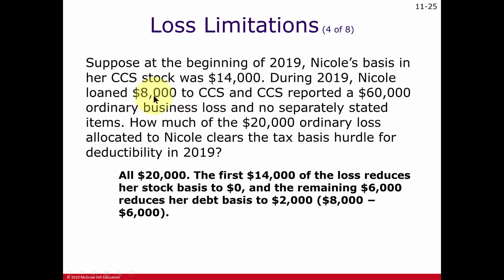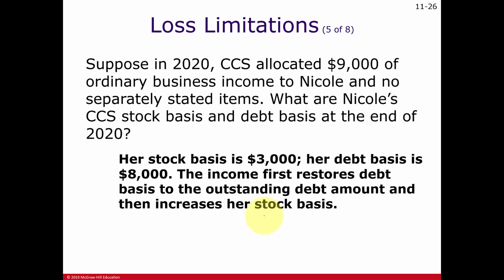So now here is the loan Nicole had lent to the corporation. So that can be additional basis we use. So 6,000 out of this 8 leaves you a basis in the loan of 2,000. So all of the 20,000 allocated to her of the loss, she can deduct this year. But now her stock basis is down to 0. And then her loan basis was 8,000, but because you're using 6,000 of it to deduct that loss, the loan is now only $2,000.